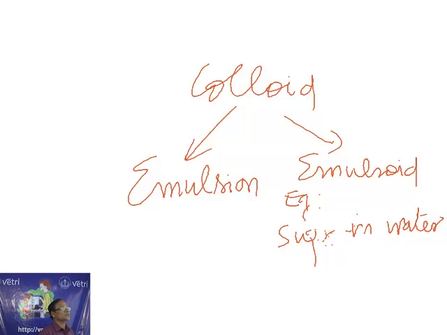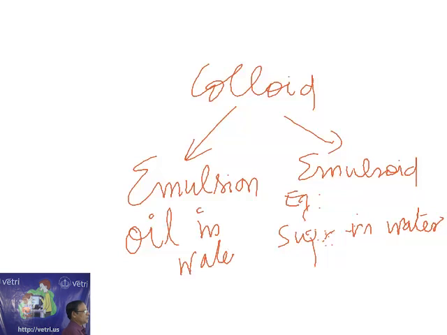So that one is emulsoid, having both the dispersal phase and the dispersal medium dissolved together to form a solution. But in the case of emulsion, the solute, what is called the dispersal phase, and the solvent, water, the dispersal medium, do not mix with one another. Say, an example of oil in water. Oil in water is an example of emulsion. So the formation of emulsion is called emulsification.